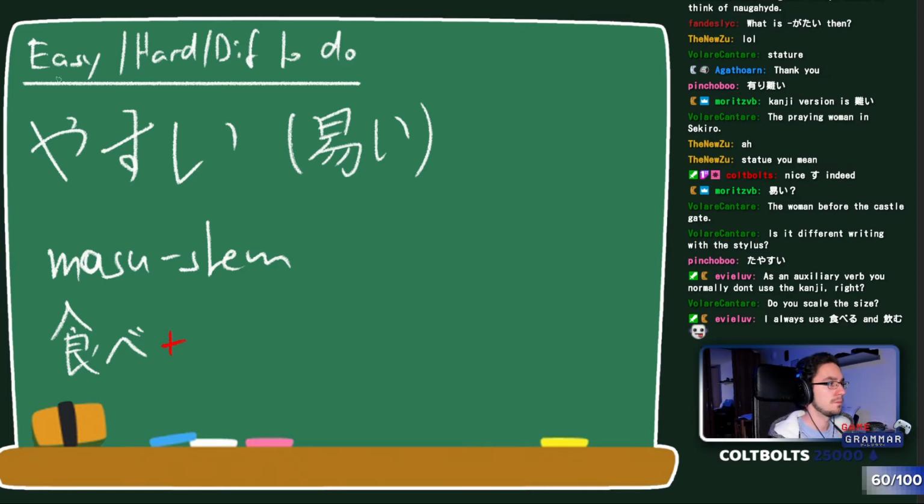In the case of yasui, nikui, zurai, they all attach to the mas stem, so it would look like this.